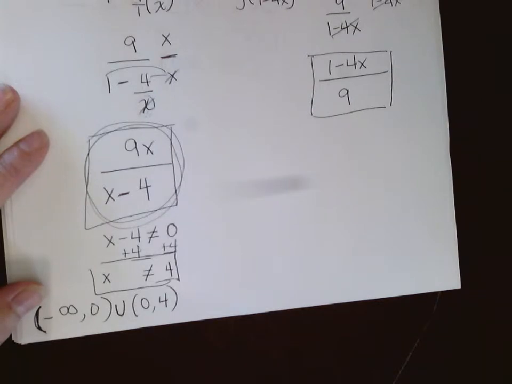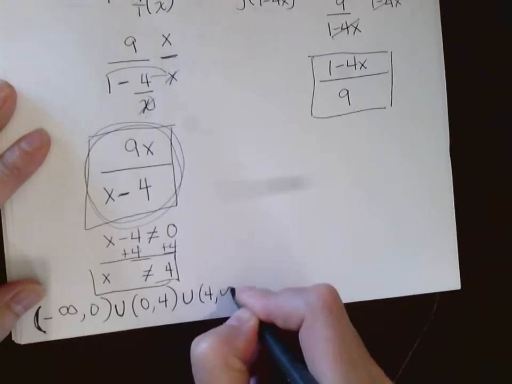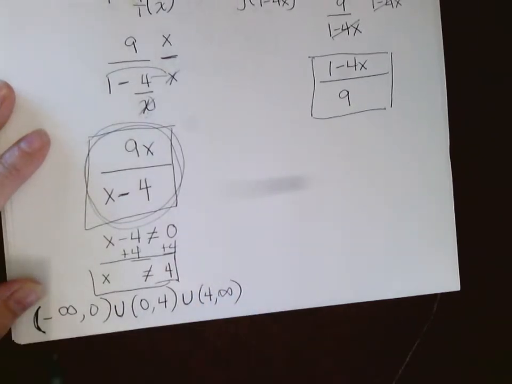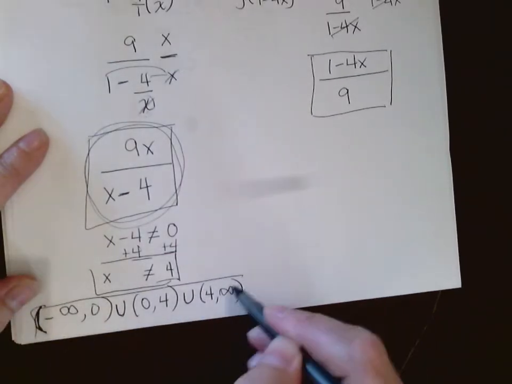Again, the only numbers not okay are 0 and 4. Between them is fine. And then in union with 4 to 0. And again, it'll be multiple choice, so you'll find the one that shows that. Now, so there's the domain of f of g of x.